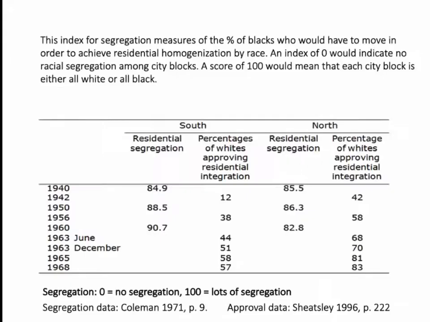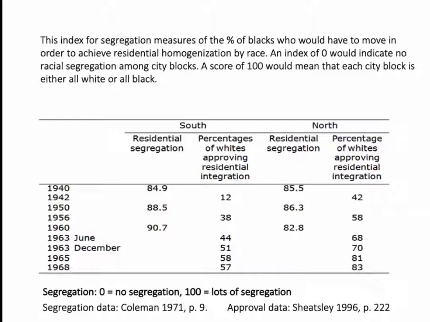Now I'm using data from actually two sources, one is Coleman and the other Sheatsley, but do not worry about that. So what you see here is a table. First of all, you see years on the one side. This is data from the 1940s to 1968. That's one thing, and then you see numbers here.